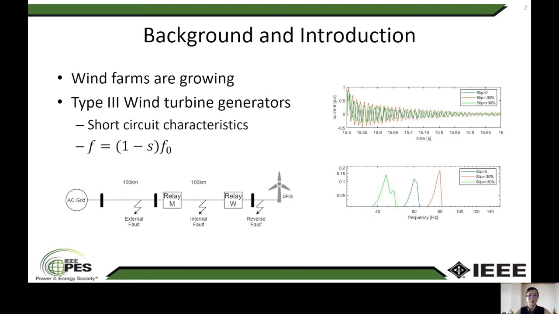For the test system shown below, for an external fault, the short circuit current is supplied by the DFIG and both relay M and relay W will detect a deviated frequency. For an internal fault, relay M will detect a short circuit supplied by the AC grid, which contains rated frequency only, but relay W will detect a short circuit supplied by the DFIG, whose frequency will deviate significantly. For a reverse fault, both relays will detect short circuit current supplied by the AC grid, which is at the rated frequency.